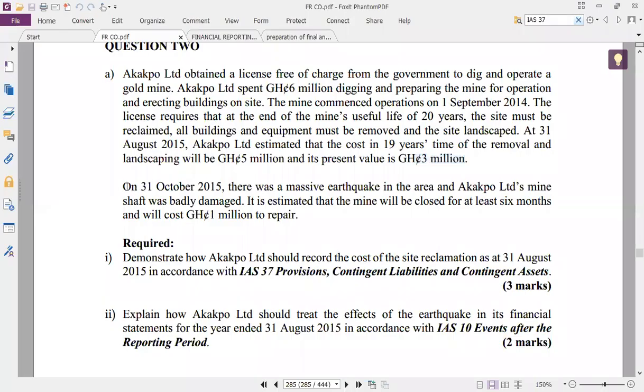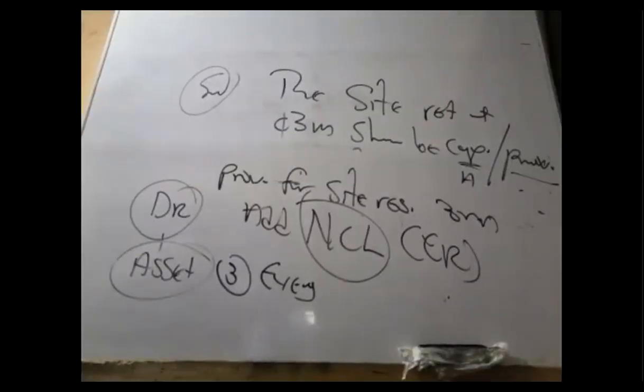This part was answered in the events after the reporting period section. So if you visit, one of the videos contains a solution for this. Just tell the examiner that the earthquake is not an adjusting event at all. An earthquake after the year end does not provide evidence that the earthquake existed as at the year end. So therefore it's not adjusting. That is all. Okay, so that is the end of this particular question.